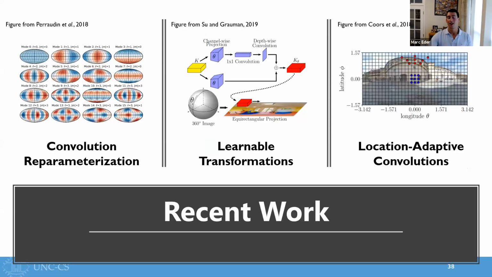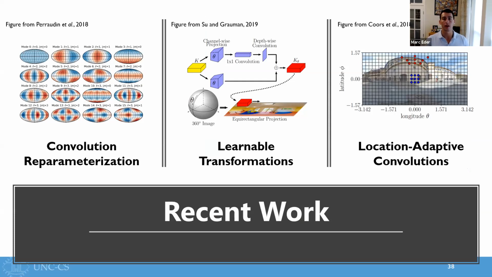Cool. But yeah, so let's dive into this recent work then. It's possible to group most of it into three categories. The first is convolution reparameterization methods. Then we have learnable transforms, and we have location adaptive convolution. Somebody mentioned earlier, just use a deformable convolution. So that falls into this category. So let's go from left to right here.